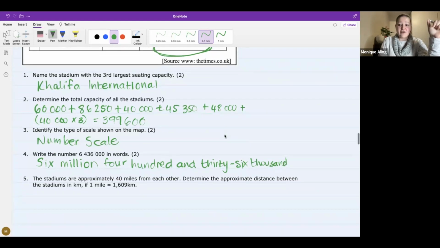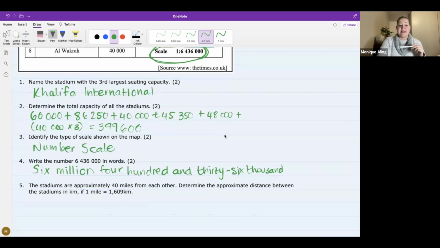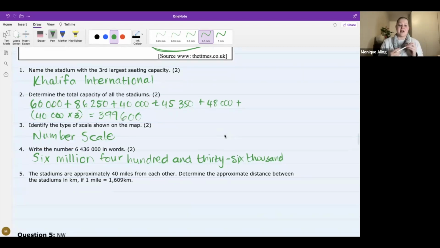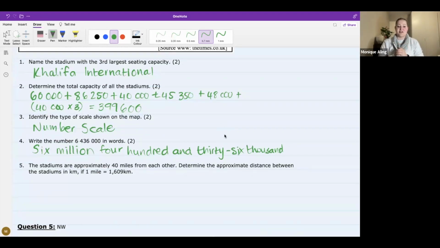All right, now a conversion. So you see conversions can pop in at any point in any kind of chapter. We're looking at a map work kind of question, and now they've thrown in a conversion. It says, question 5, the stadiums are approximately 40 miles from each other. Determine the approximate distance between the stadiums in kilometers if 1 mile is equal to 1,609 kilometers. I'm going to ask you guys to quickly do that conversion for me.